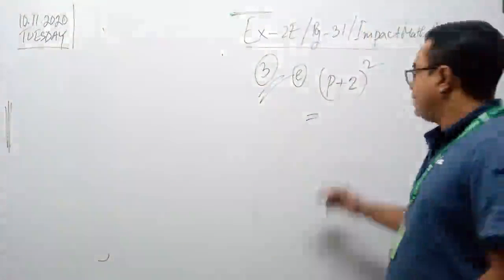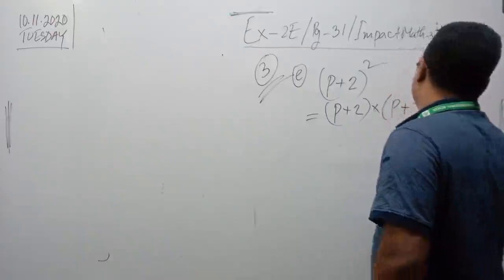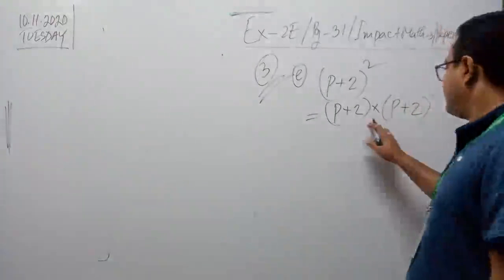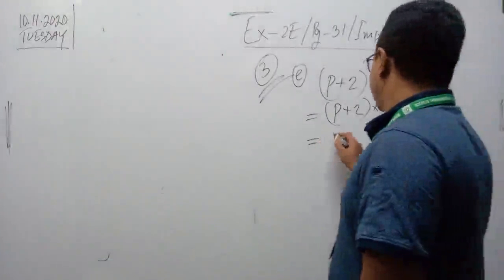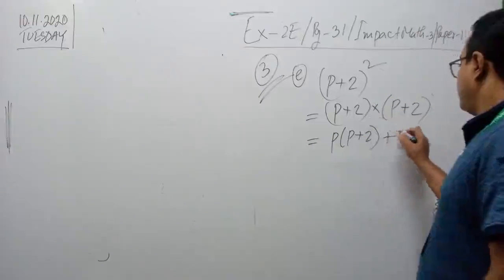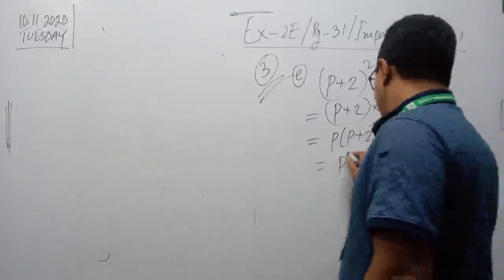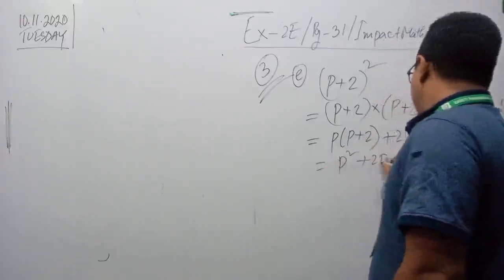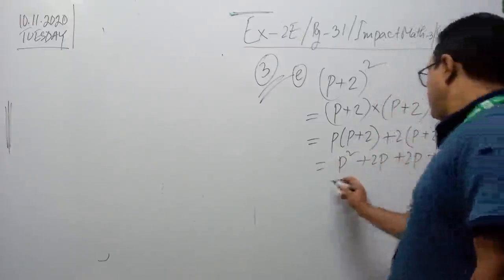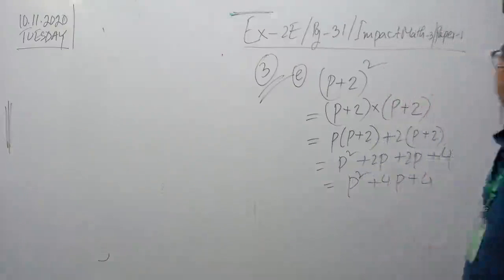What does it mean? P plus 2 into P plus 2. Square means they are multiplied each other, same term. Now same thing, P into P plus 2, plus 2 into P plus 2. P into P, P square. 2 into P, 2P, here 2P also, plus 2 into 2, 4. So P square plus 4P plus 4.